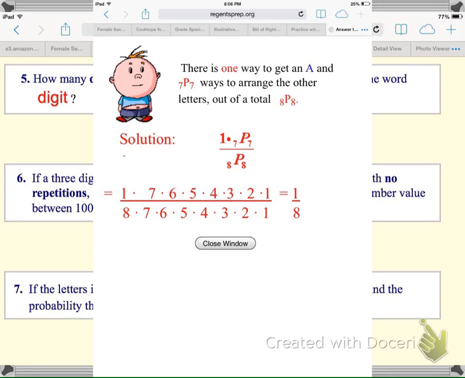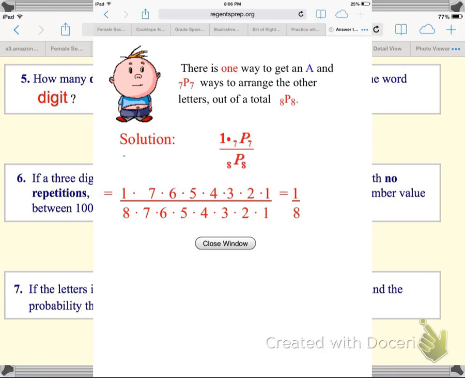Okay, so there's one way to get an A, and then there are 7P7 ways to arrange the other letters in the word triangle out of a total of 8P8. So our solution is 1 times 7P7 divided by 8P8. And so down here what you're seeing is the 1 over 8, and then because 7 times 6 times 5 times 4 times 3 times 2 times 1 over 8 times 7 times 6 times 5 times 4 times 3 times 2 times 1 cancels, we have a total of 1/8.